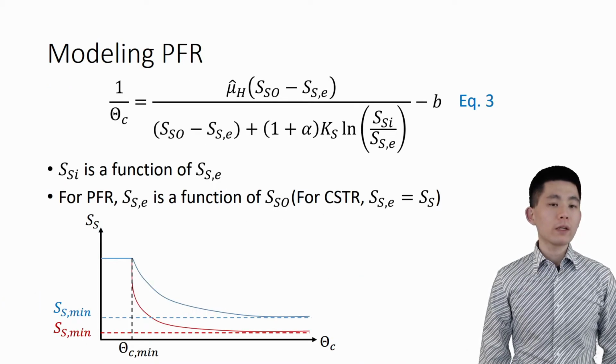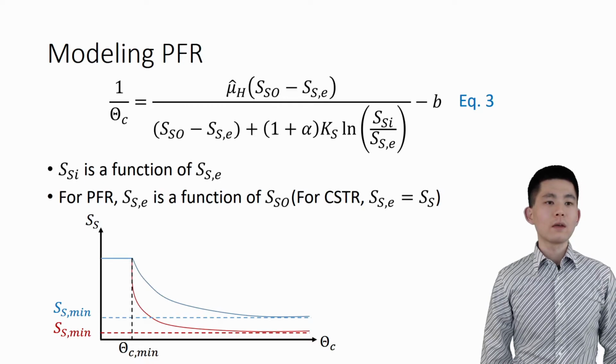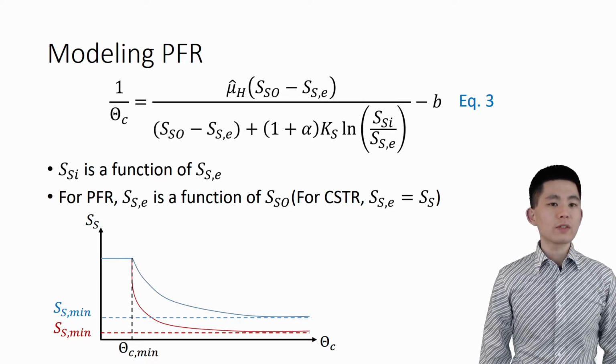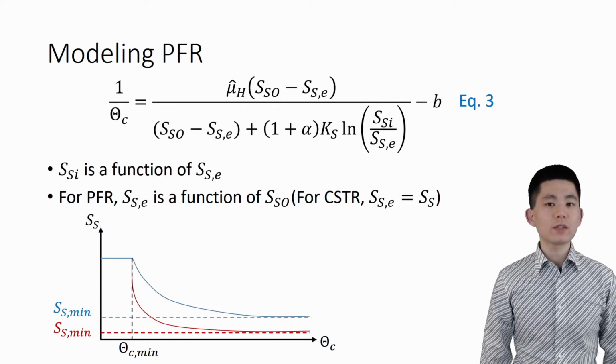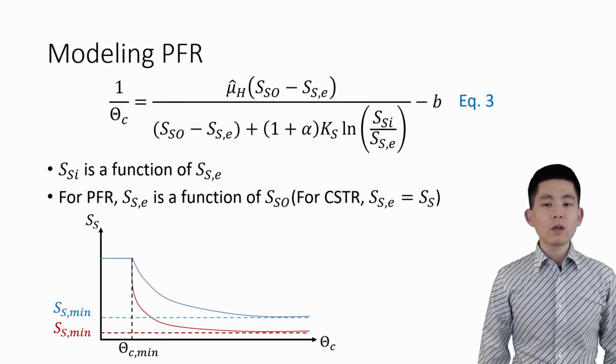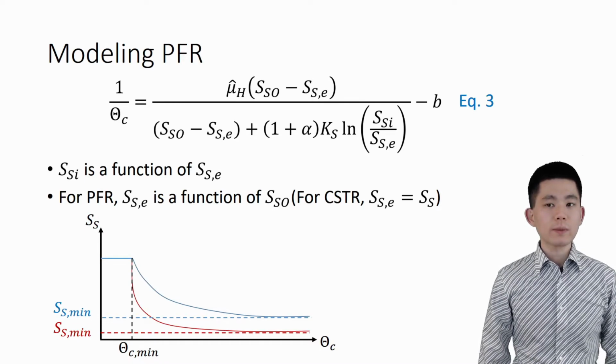We can plot out equation 3 to find the relationship between SRT and effluent substrate concentration. The blue line is a perfect CSTR, and the red line is PFR. Compared to CSTR, PFR has the same minimum SRT, but can reach a lower effluent concentration at the same HRT after that, and has a lower minimum effluent substrate concentration.